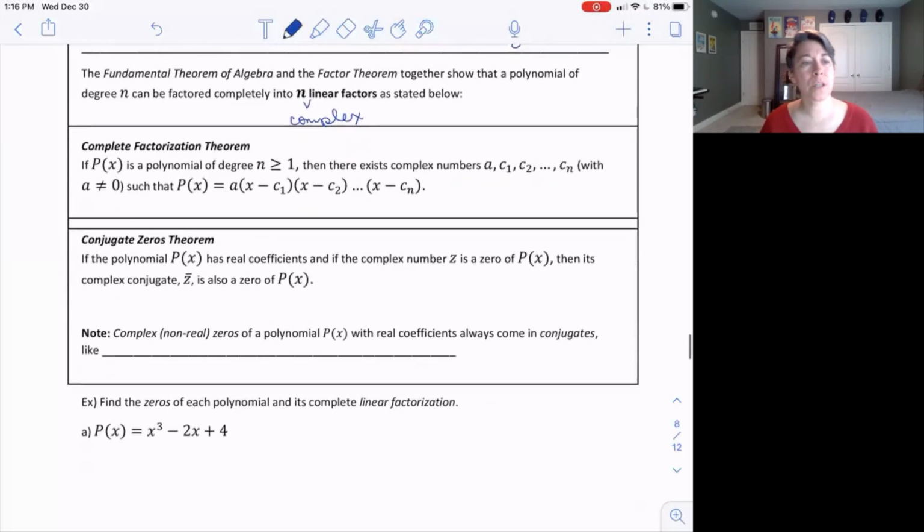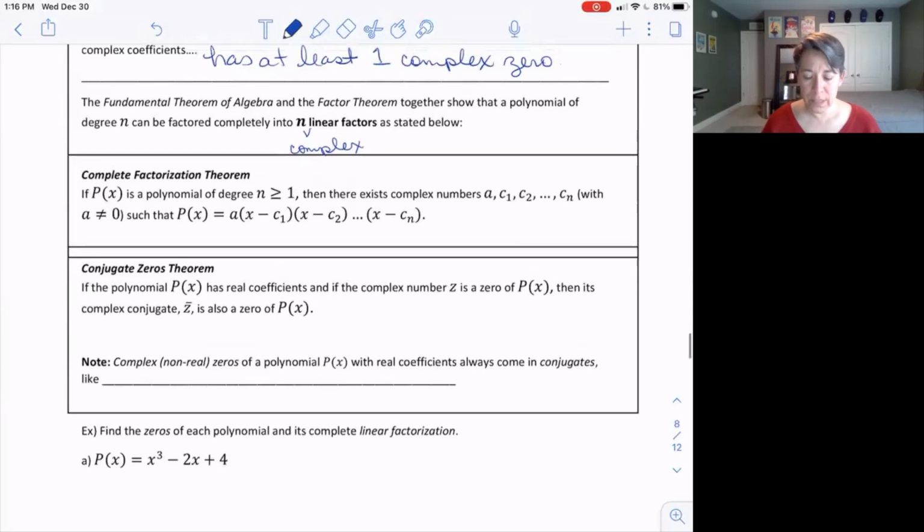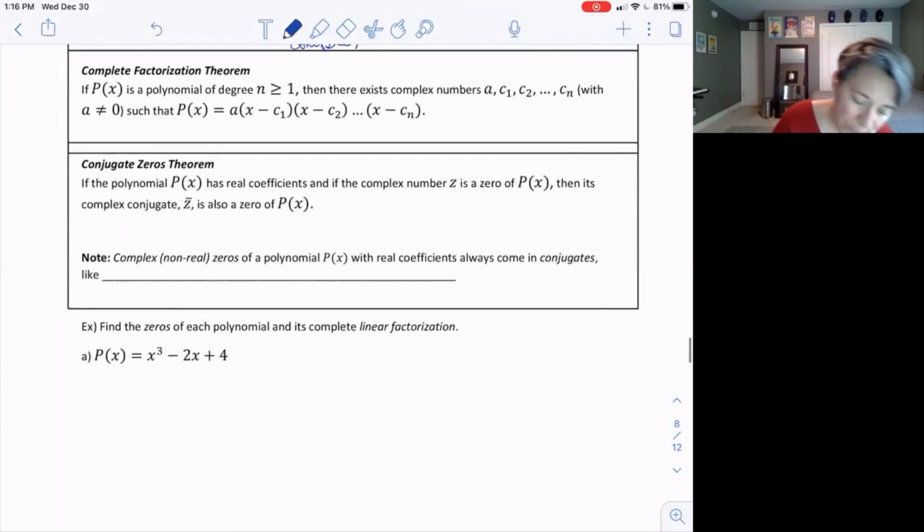So the complete factorization theorem states if p of x is a polynomial of degree higher than 1, so it's quadratic or higher, then there exist complex numbers, which also include the reals, a, c1, c2, and so forth. And a can't be 0, otherwise the whole polynomial is 0. Now, I know all of this sounds very wordy. So what I want you to do is really put a star down here, because this is really the nuts and bolts of it all.